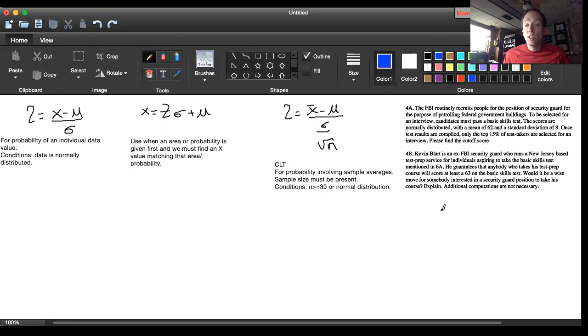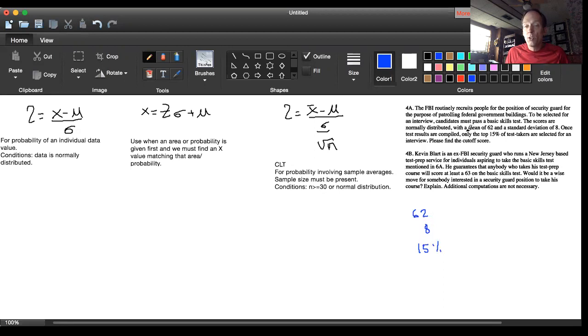The FBI routinely selects people for the position of security guard for the purpose of patrolling federal government buildings. To be selected for an interview, candidates must pass a basic skills test. The scores are normally distributed with a mean of 62 and a standard deviation of 8. Once test results are compiled, the top 15% of test takers are selected for an interview. Find the cutoff score.